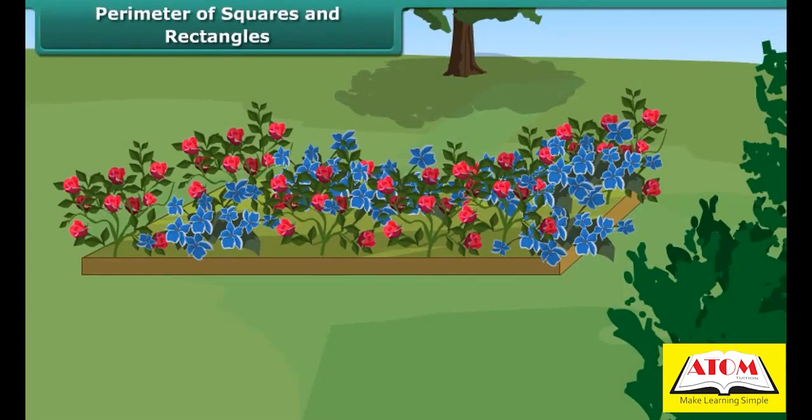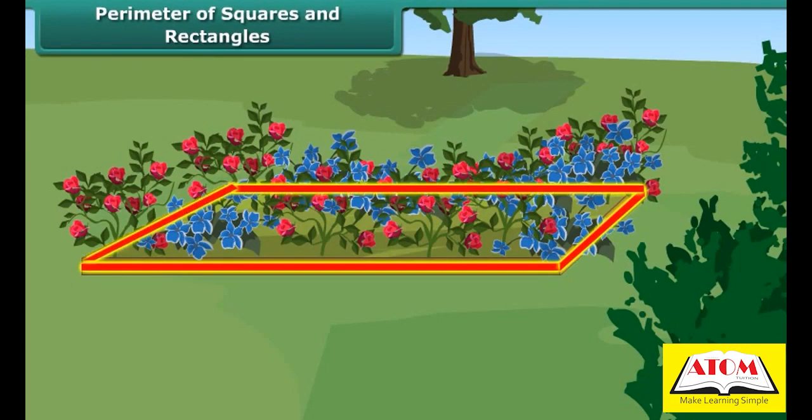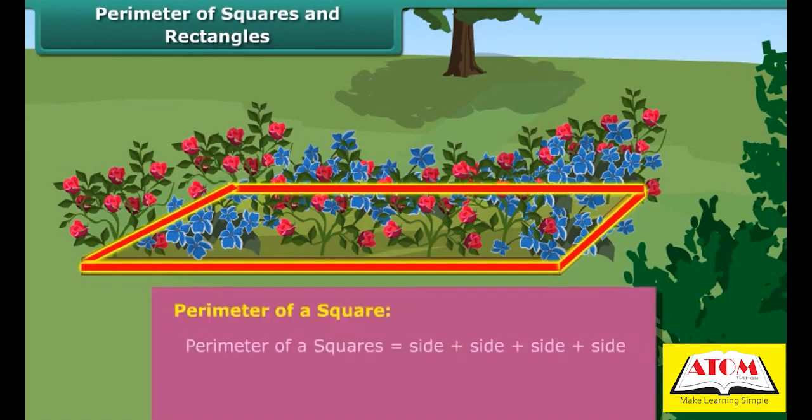Perimeter of squares and rectangles. Students, can you measure the boundary of the flower bed in the park? Yes, by measuring the sides of the flower bed. So, the perimeter of a shape is the outer boundary of the shape. So, the perimeter of a square is the sum of the sides of the square. You understood what is perimeter?